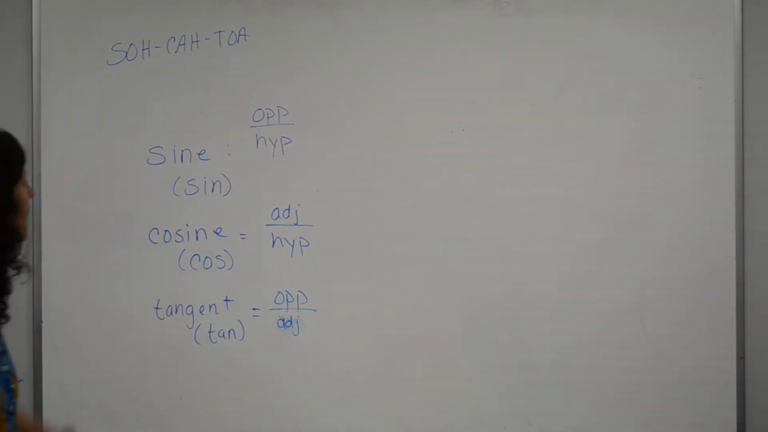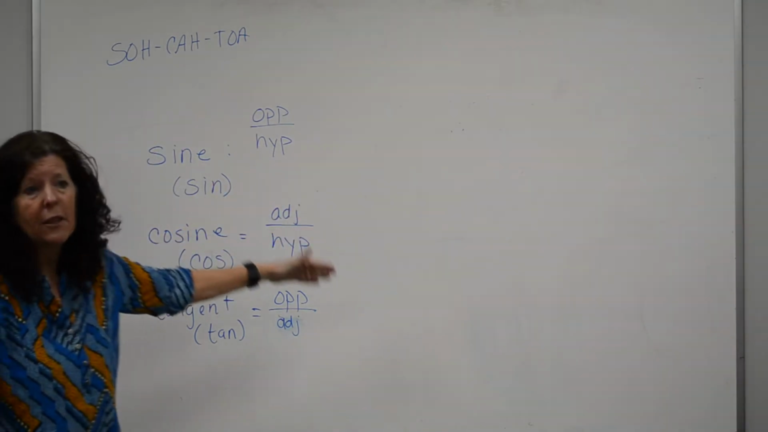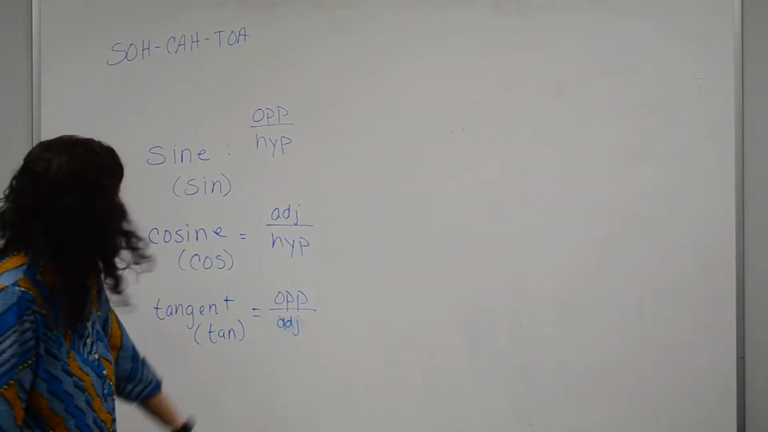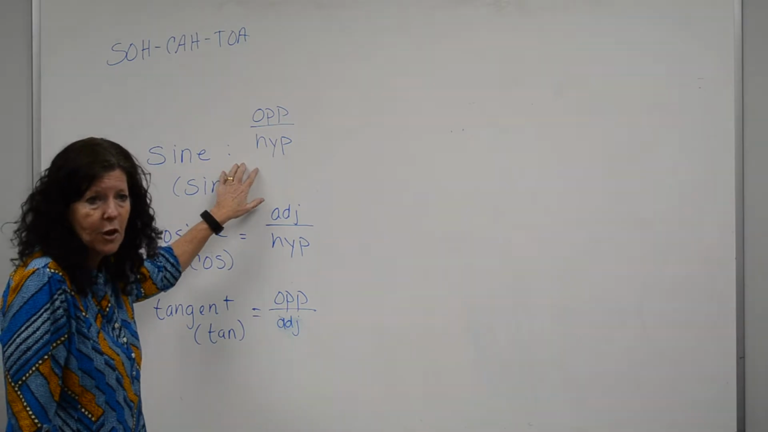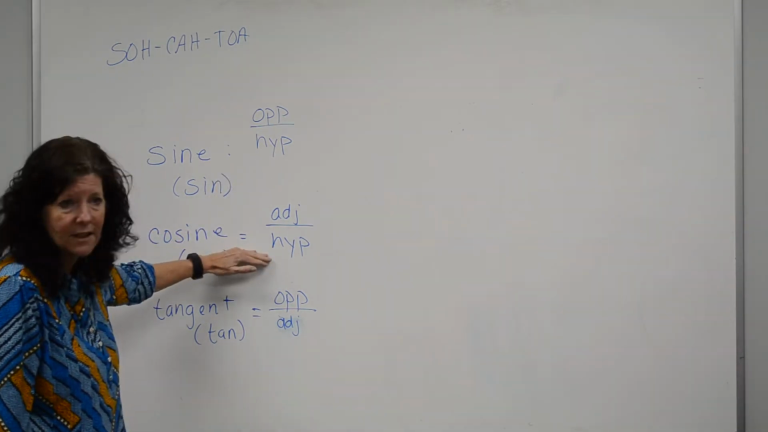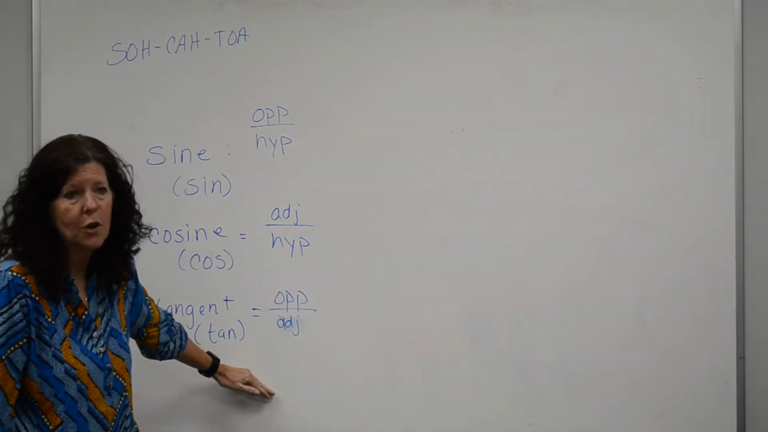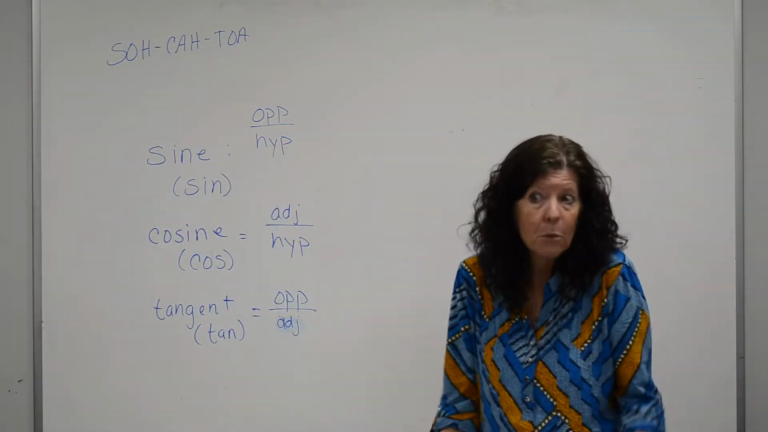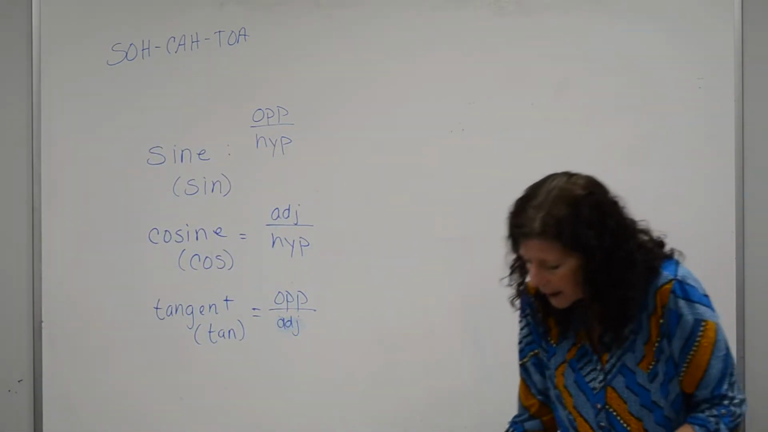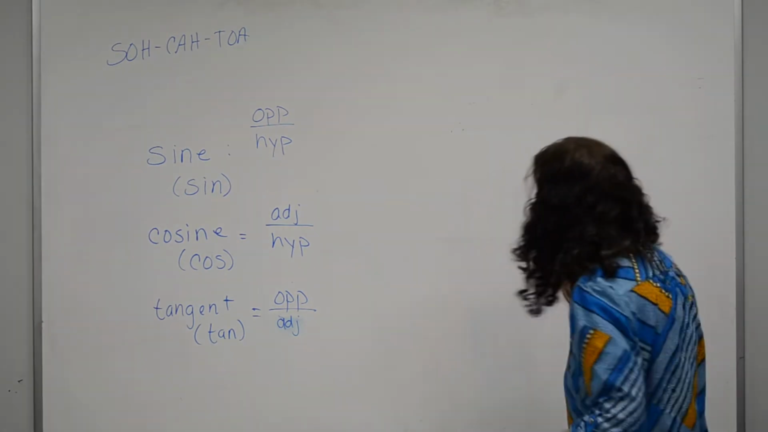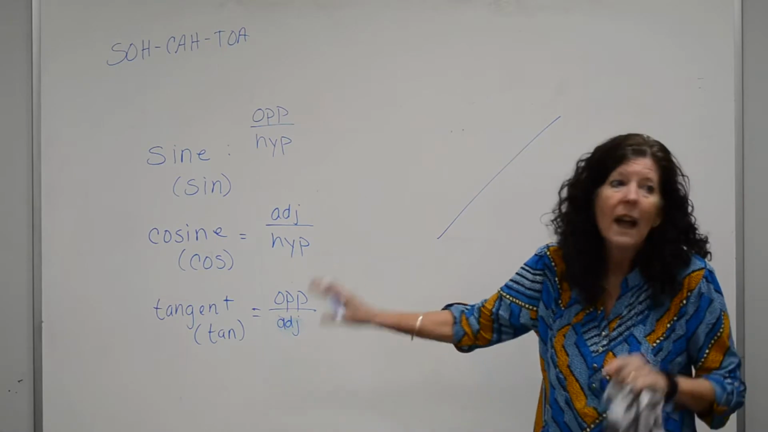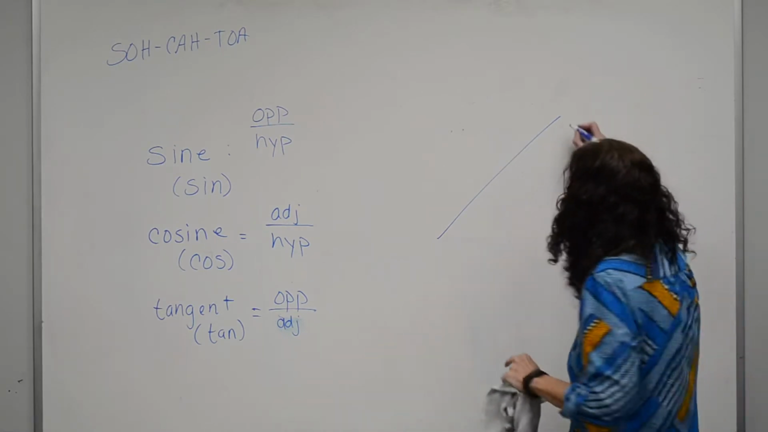Okay? Now, eventually, there's three other ones that are the inverses of these. We're not going to deal with them in geometry. The inverse of this is your cosecant, the inverse of this is a secant, and the inverse of this is a cotangent. But we're not going to worry about that, but you will get to that in pre-cal if you take pre-cal, okay? So if I have a triangle, now this is always in a right triangle. I have to have a right triangle to be able to do that.